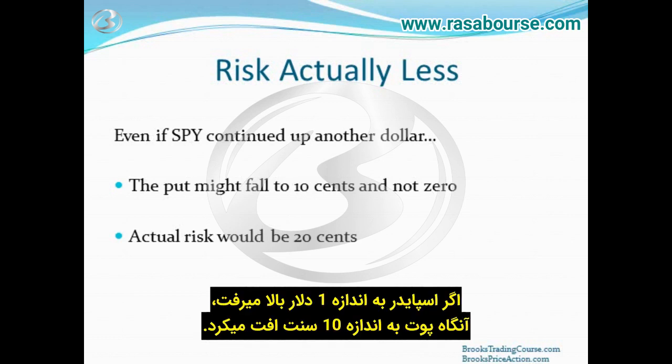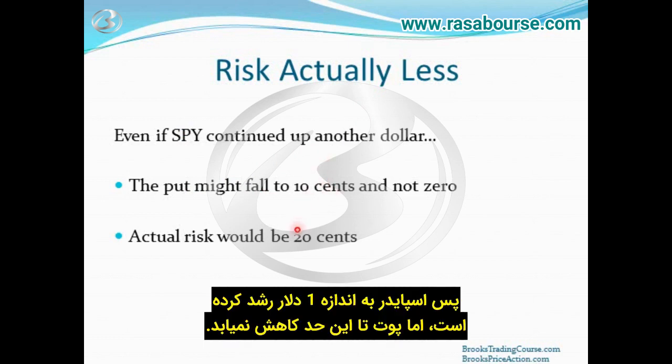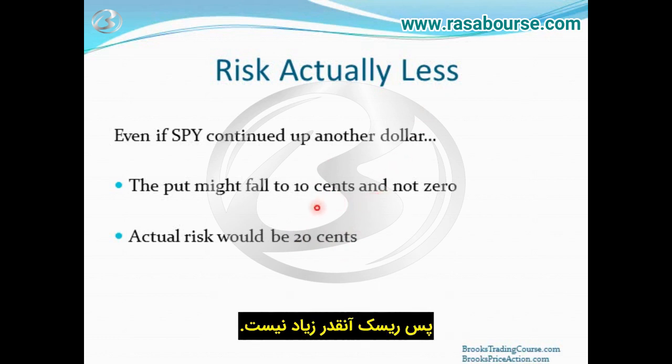Even if the spider continued up for another dollar, the put might only fall 10 cents, right? So instead of being 33 cents, it'll fall to maybe 20 cents. So even if the spider went up $1, which is a lot, the value of your put would not fall all that much. So you really don't have much risk.